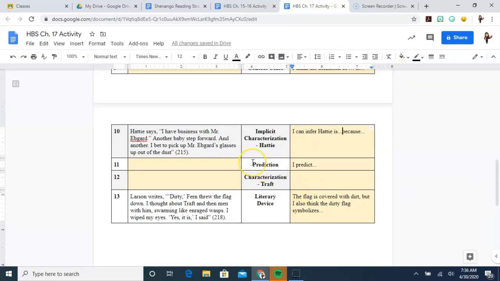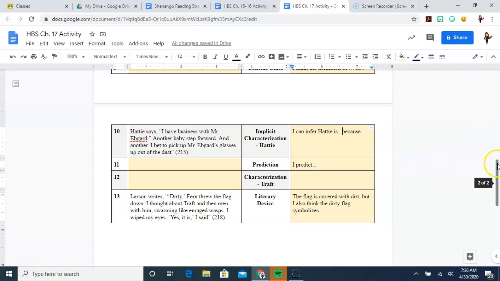Prediction. A prediction is what you think is going to happen next in the book. So preferably when you get towards the end of chapter 17, I would like you to make a prediction about what might happen in chapter 18 or beyond. So, I predict that, I guess this is going to happen. It should have a futuristic tone to it. This will happen in the future.